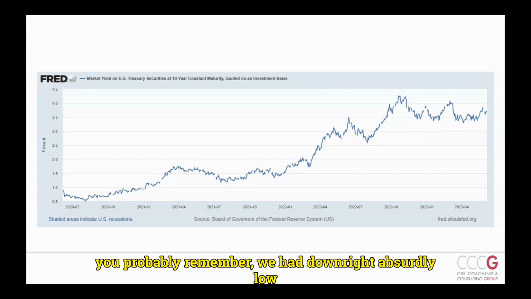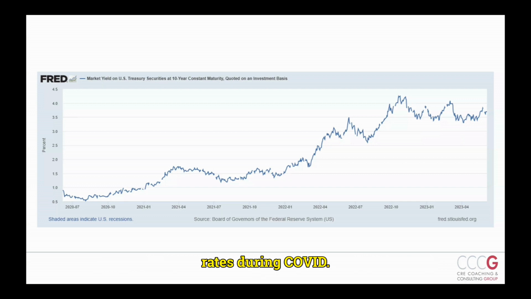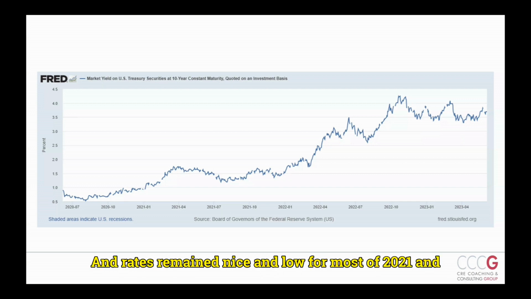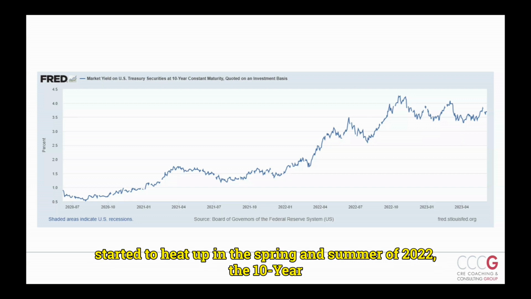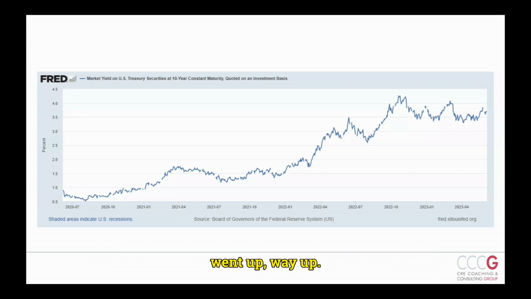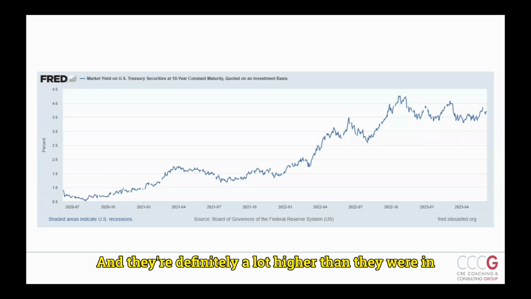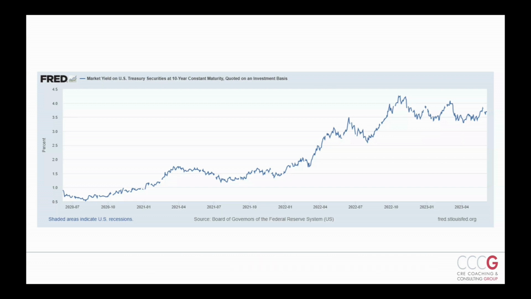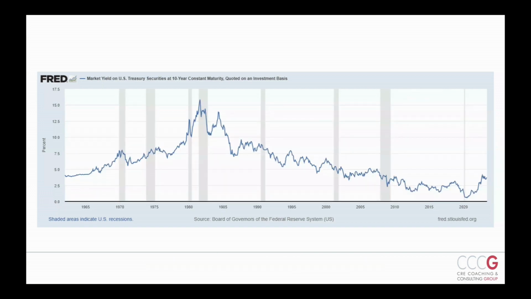And as you can see, and you probably remember, we had downright absurdly low rates during COVID. And those rates remained nice and low for most of 2021 and the first few months of 2022. And then as the economy started to heat up in the spring and summer of 2022, the 10-year went up, way up. So rates are up. And they're definitely a lot higher than they were in the summer of 2020. But are rates high? Well, that's really a matter of perspective.